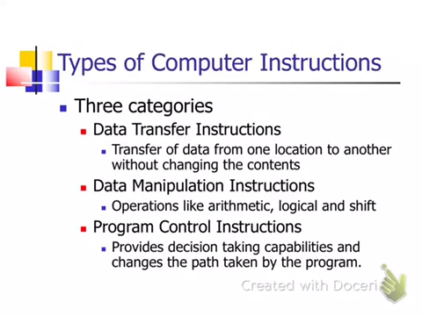Now, computer instructions can be of different types. Basically there are three categories of instructions. The first is data transfer instructions, which deal with transferring data from one location to another.